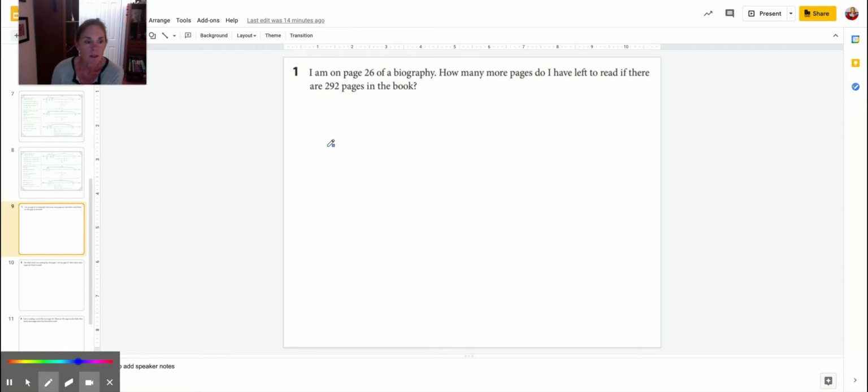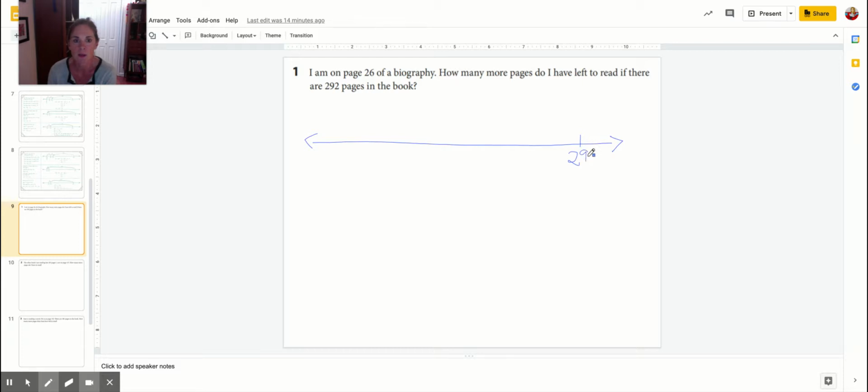All right. So today we're going to be talking about two different strategies. One is called the removal or takeaway strategy. And I'm going to show you what that looks like right now. So this is our number line. And I really, really like using number lines for these problems. I'm going to say that this is the very end of the book. This is page 292. And I'm just going to subtract back until I get to 26.